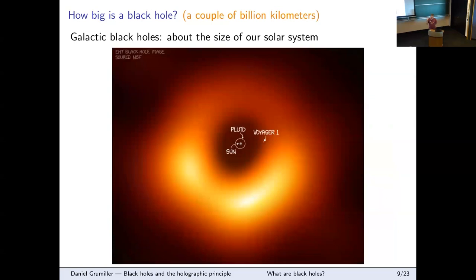Good. So this is only true for stellar black holes, so for black holes that essentially emerge at the end of the life of stars that are similar to a sun, but a bit more heavy. But there are also bigger black holes, namely the one of which we've taken pictures, and they can be of the order of a couple of billion kilometers. So the size of the black hole whose first picture we've taken is about the size of our solar system. So that's a graphic taken from the webcomic XKCD.